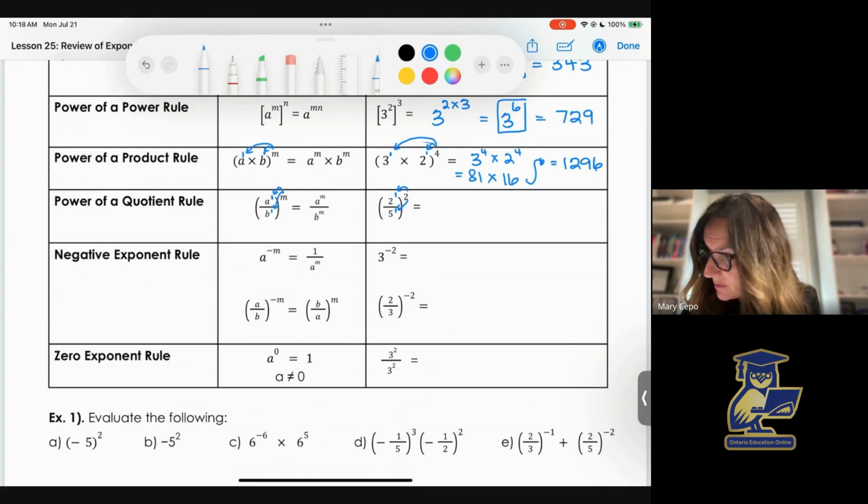So this becomes 2 to the power of 1 times 2, which is 2, over 5 to the power of 1 times 2, which is 2. Then simplifying, 2 to the power of 2 is 4. 5 to the power of 2 is 25.